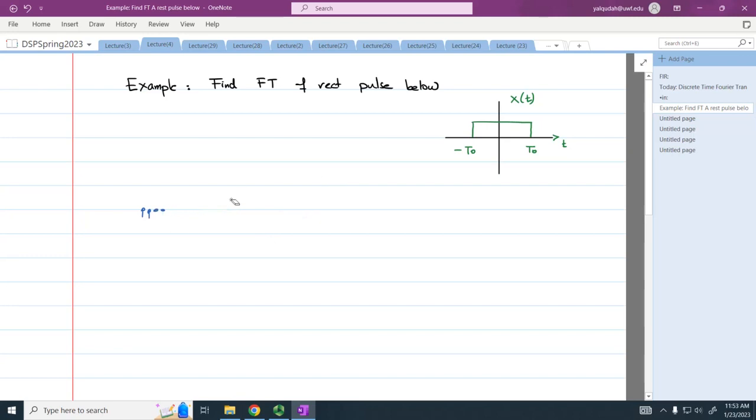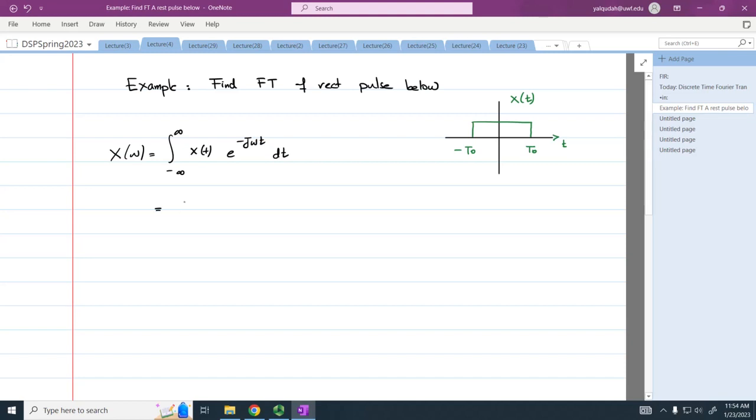So let's start with this pulse. How do we find the Fourier transform for this pulse? We use the formula. X of omega equals the integration from negative infinity to infinity of x of t e to the negative j omega t dt. Why do we usually start with this pulse? Because it's simple. You can see we can do the integration very easily.